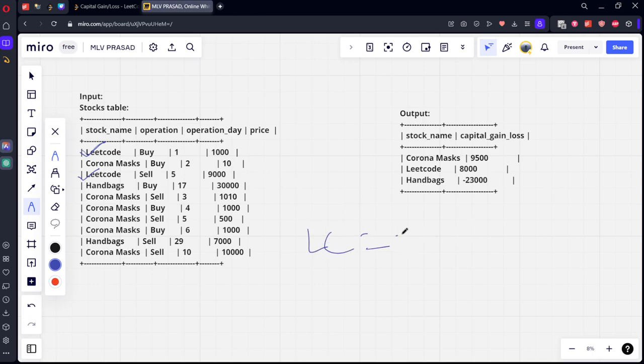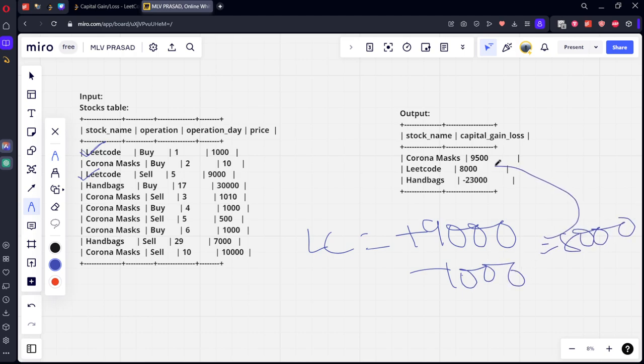Sell means he has 9,000 rupees in his bank account. Buy means minus 1,000. So the sum will be 8,000. Okay, clear.